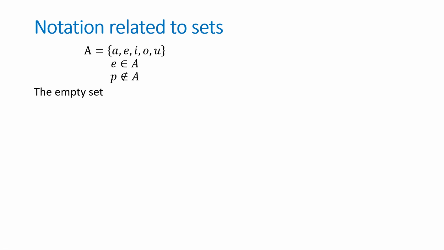The empty set is a set that has no elements. We can write it in 2 different ways. Here with brackets with nothing inside, and this symbol here is for the empty set.